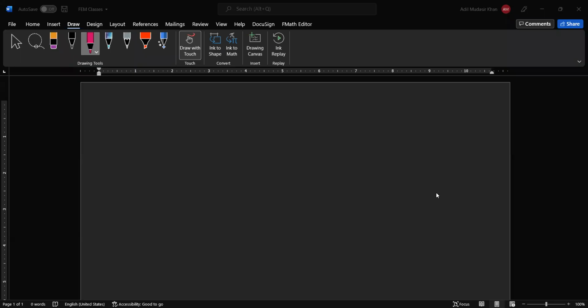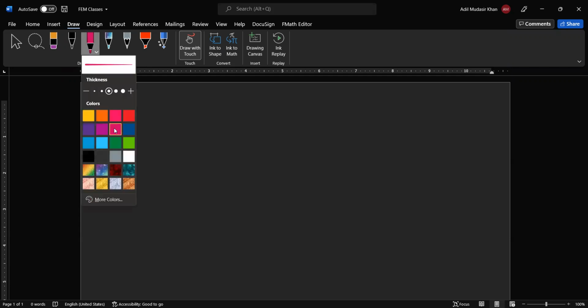Welcome back to the class. In the previous lecture, we were talking about the finite element formulation for a rod element, and today we'll be consolidating on the rod element itself.